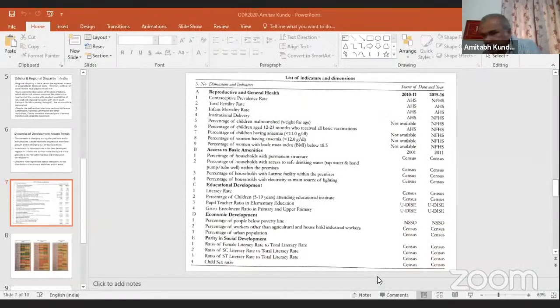You can see the tables which list out the 24 indicators which are in 5 different categories. Yes, you see that. And then we have worked out the overall composite index. We can go to the map.